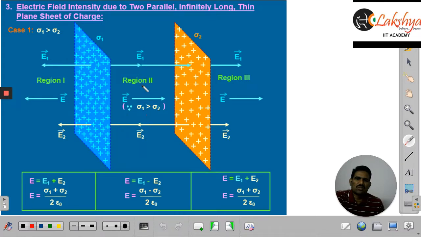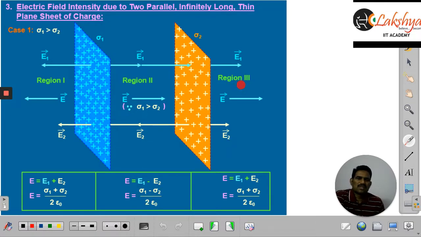So these two, E1 and E2, are in opposite directions. As we are taking the case where sigma 1 is greater than sigma 2, E1 will be greater than E2 in magnitude, and so the resultant field will be along this direction. The resultant field we can write as E1 minus E2, which is nothing but (sigma 1 minus sigma 2) by 2 epsilon naught.